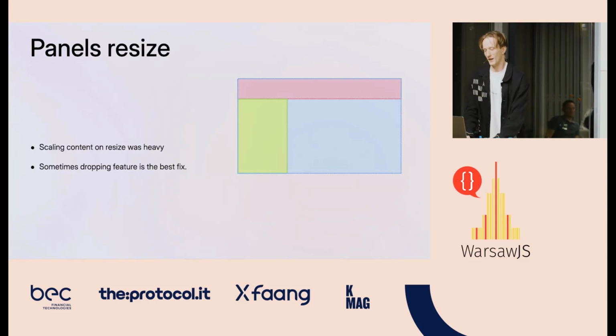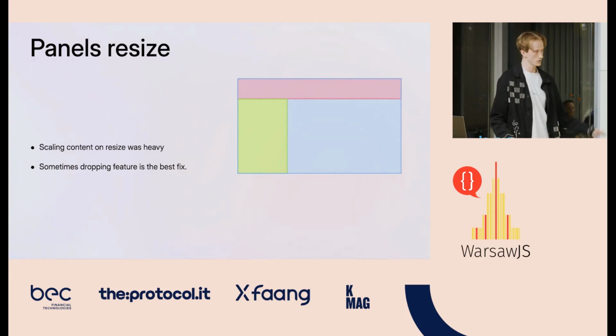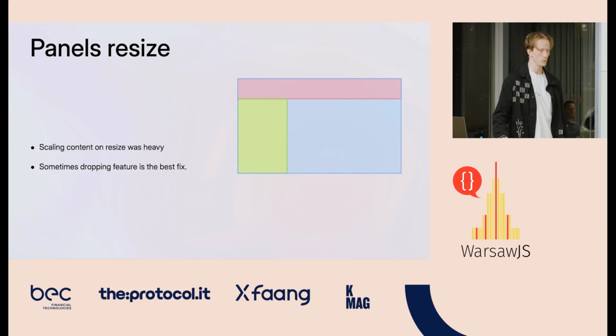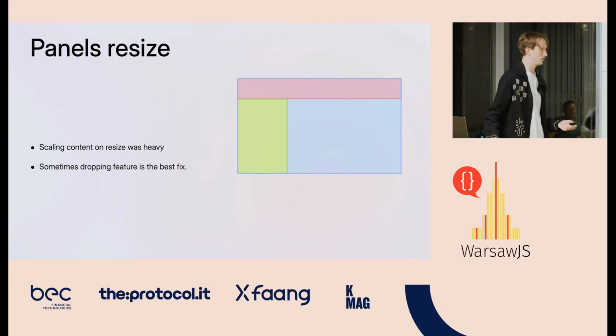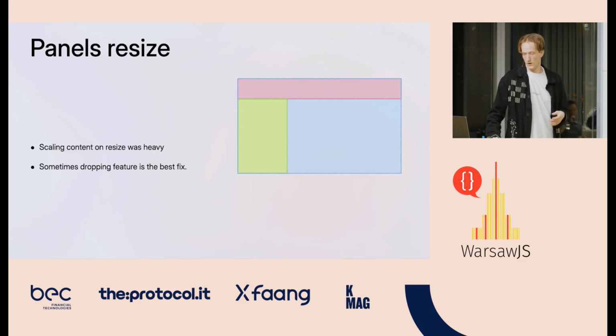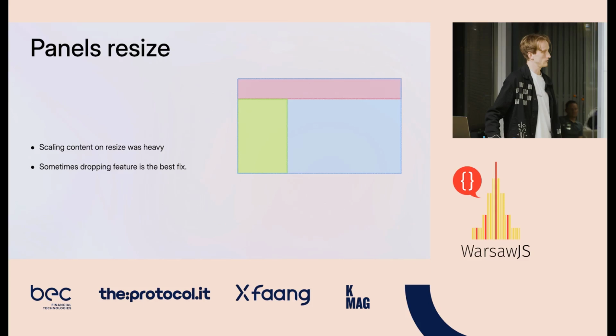Okay. Let's go to the next one, panel resize. There is a feature of resizing, where you could drag this left panel and resize it. And what we were doing, once we start resizing, we were rescaling all the timeline body. We were recalculating all the collisions, all the item positions, and etc. And yeah, it's heavy. So the best solution to it is just to stop doing it.